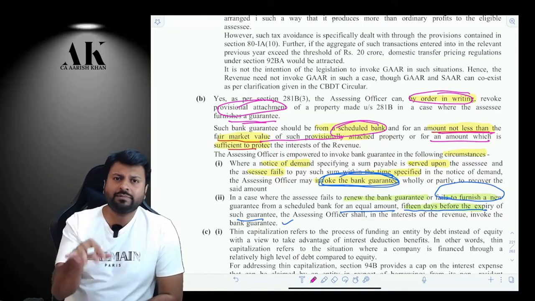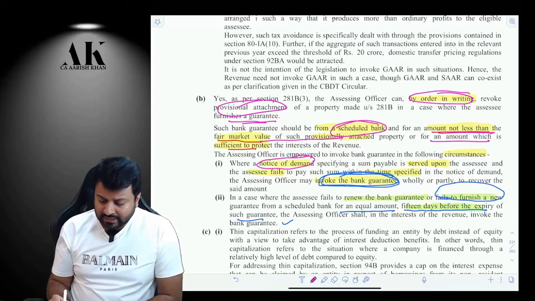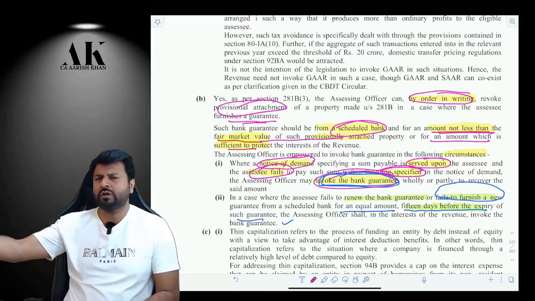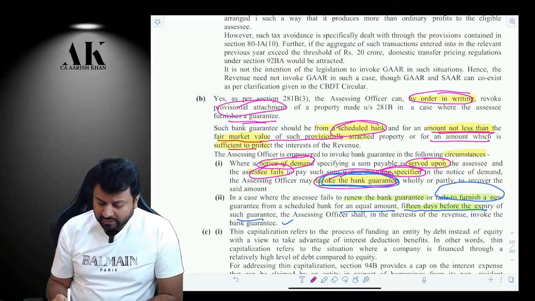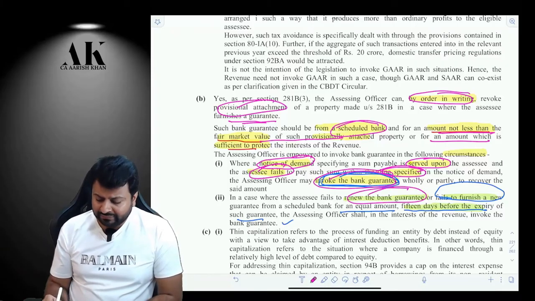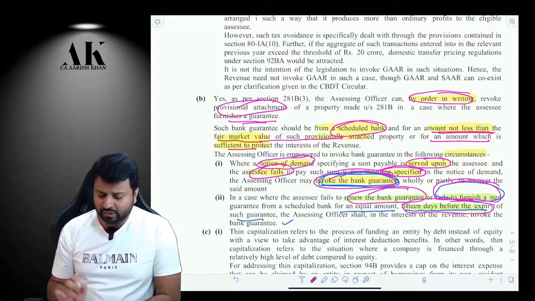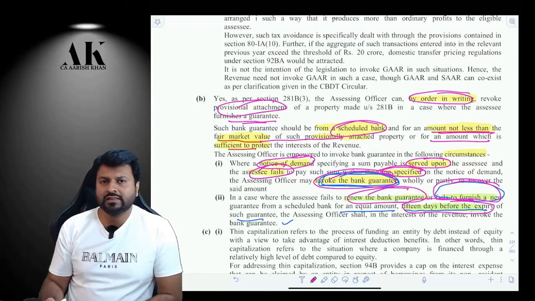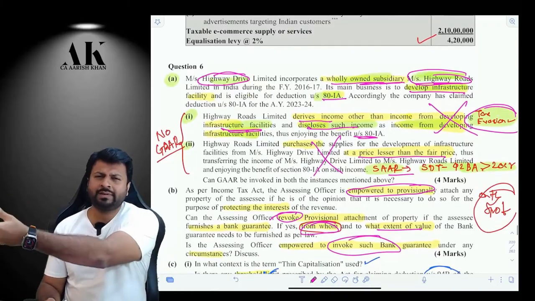Now, can he invoke the bank guarantee? Invoke means, can he realize the bank guarantee? Yes. If there is a notice of demand served on the assessee, and the assessee fails to pay the demand on time, he can invoke the bank guarantee. He can go and tell the bank, please pay me the money. Or if the assessee fails to renew the bank guarantee, or fails to furnish a new bank guarantee within 15 days from the expiry of the old bank guarantee. If he does not do these things, then the AO has the power to invoke the bank guarantee. Invoke means he can go to the bank and tell them that I want the money.